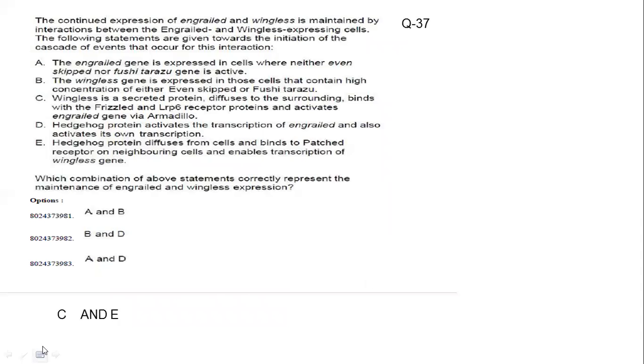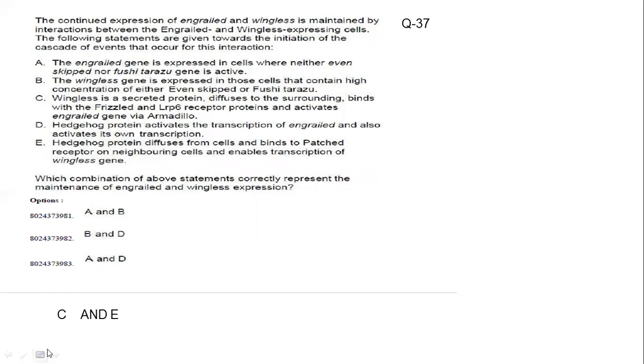So in case of Engrailed, the continued expression of Engrailed and Wingless is maintained by interaction between the Engrailed and Wingless expressing cells. The following statements are given towards the initiation of the cascade of events that occurs for this interaction. Now, the Engrailed gene is expressed in cells where neither Even-skipped nor Fushi tarazu gene is active.